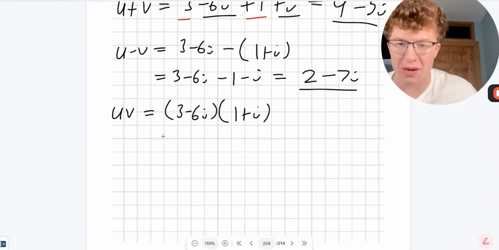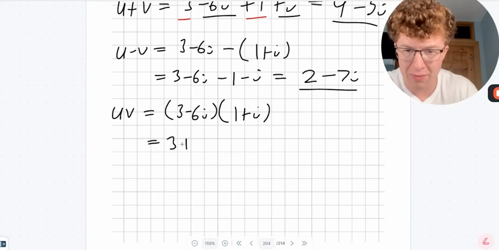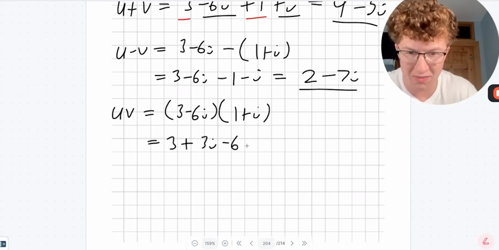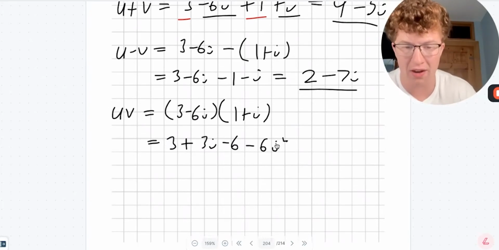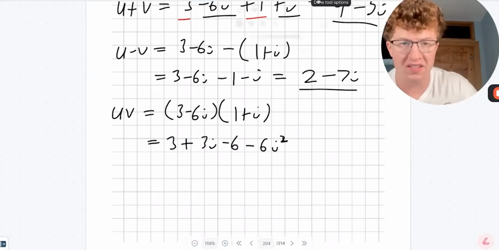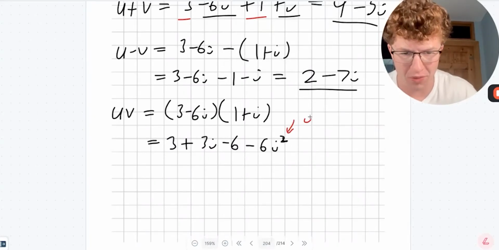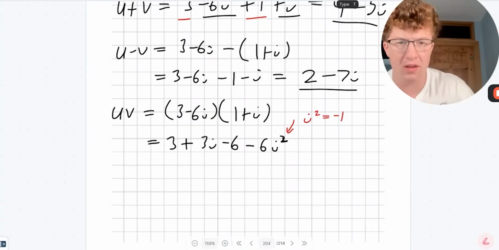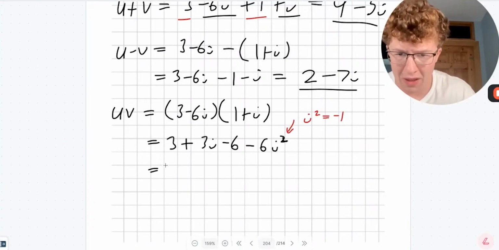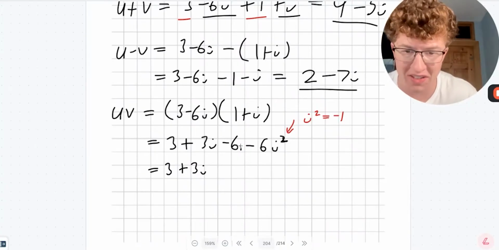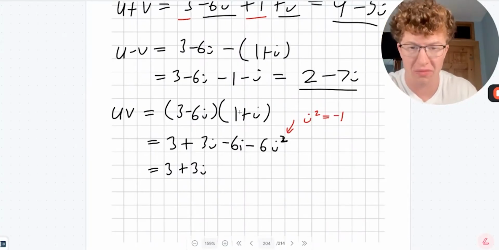And the same as algebra, just multiply out the brackets how you usually would, split and repeat. So you're going to get 3 plus 3i minus 6 minus 6i squared. Remember, i squared is equal to minus 1. So we're going to have 3 plus 3i. Oh, sorry, that should be actually minus 6i there. Yeah, because you're going to multiply them too.